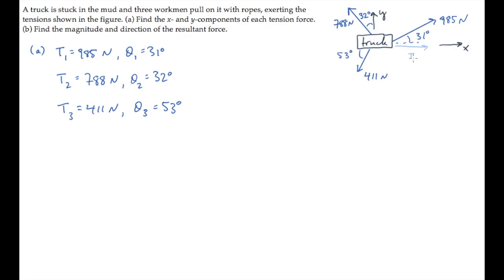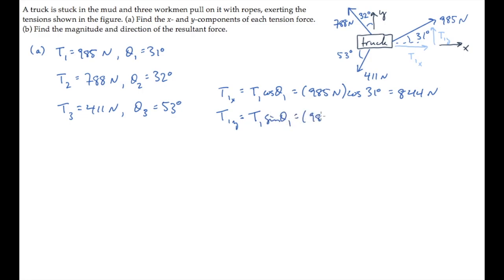The components of the first one, T1, are shown here, T1x and T1y. T1x is the magnitude of tension 1 times cosine of theta 1. Substituting the values shows that that equals 844 newtons. T1y is T1 sine theta 1. Calculating that gives 507 newtons.